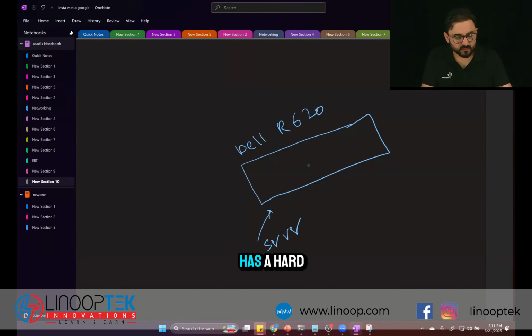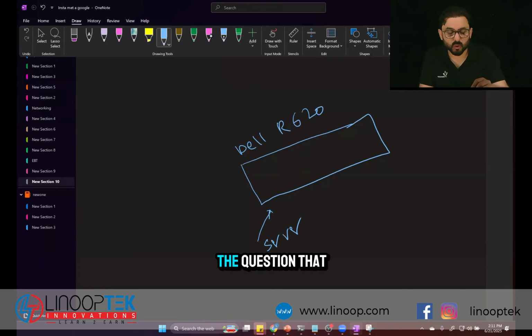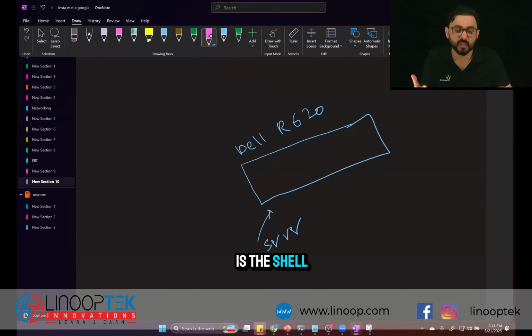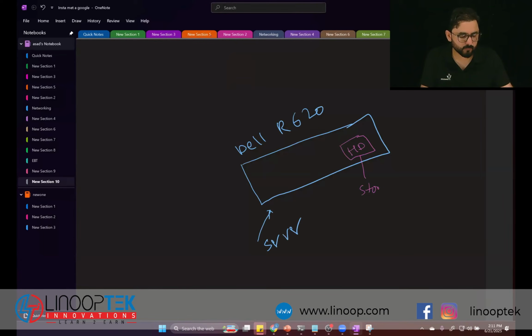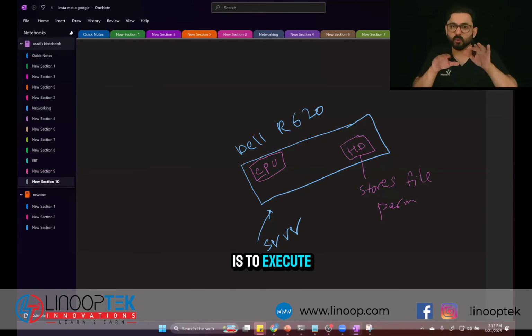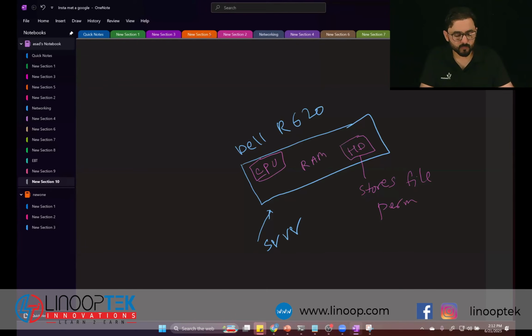The server has a hard drive. The question that you asked me, where is the kernel and where is the shell? There's a hard drive in your server which stores files permanently. There is a CPU. The CPU's job is to execute the instructions, programs. There is a RAM. RAM usually is like chips. They bring the file into RAM, then RAM sends it to the CPU.